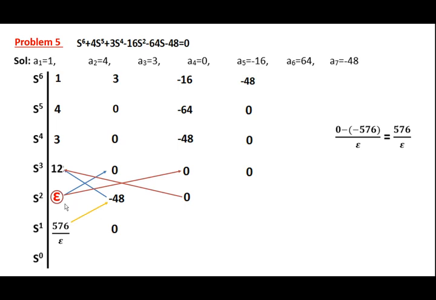Again, now to find out the last element, 576 divided by epsilon into minus 48 minus 0 divided by 576 divided by epsilon. So that gives 576 divided by epsilon. So numerator, denominator terms will get cancelled. The remaining value is minus 48. So you can write minus 48 at the last. So now the routh array is completed.